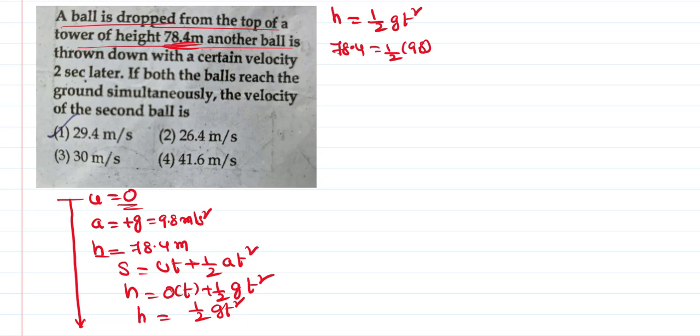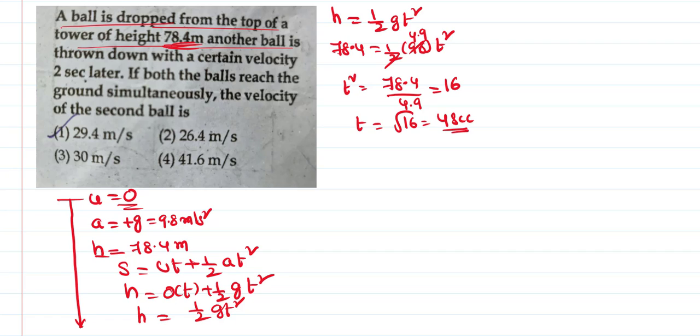Half g is 9.8 by 2, that is 4.9, and t square. So t square is 78.4 by 4.9. If you calculate this value, t square is 16. t will be root of 16, that is plus 4 seconds is the possible value. Negative values we don't take. So in the first case, it takes a time of 4 seconds to reach the ground.